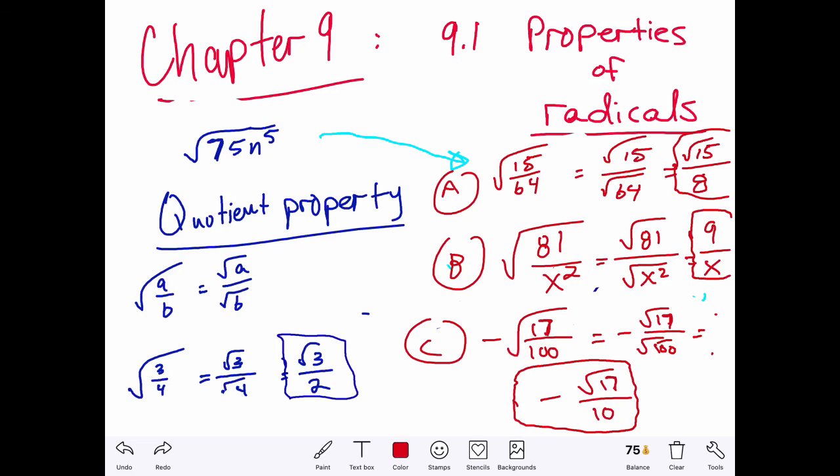Okay, so this is a similar property to the product property, except we're kind of applying the same ideas now with division. And we can break up that radical, and then we want to try and pull any perfect square, say, out as we do that.